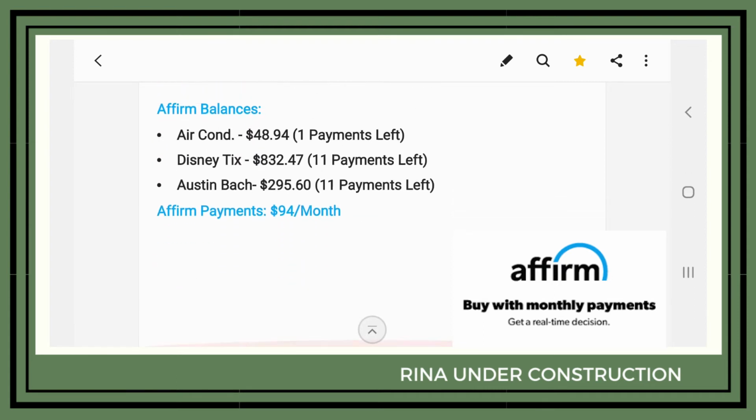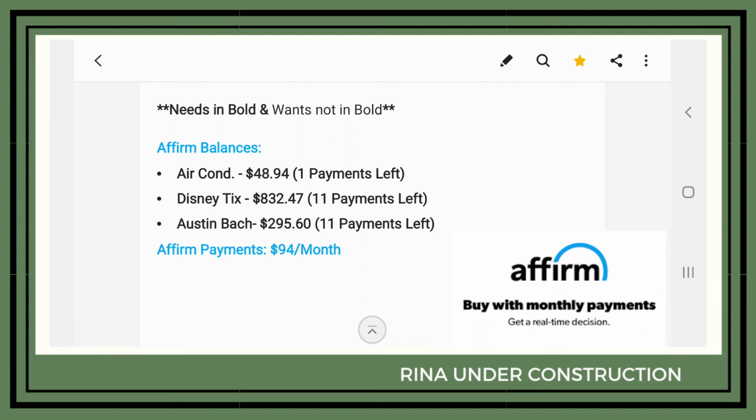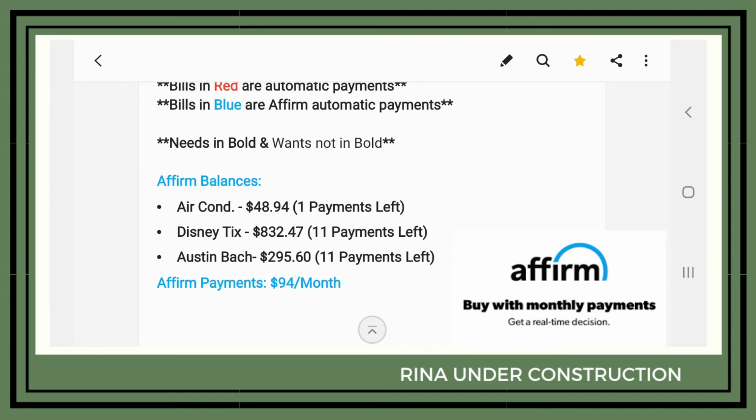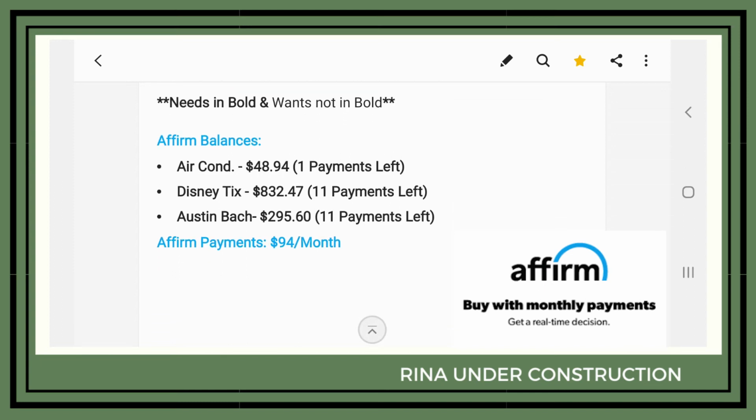And then the last portion of it is the Affirm balances. Like I said, I use Affirm. It's pretty much like a microloan app where you can pay off things within 3 months, 6 months, or 12 months. These 3 are the microloans that my boyfriend and I share. I put what the microloan is called, how much is left, and then how many payments are left. And then at the bottom, I do a little summary of how much money I'm paying towards these microloans. That doesn't include how much my boyfriend is paying as well. This is just my portion of what we're paying.